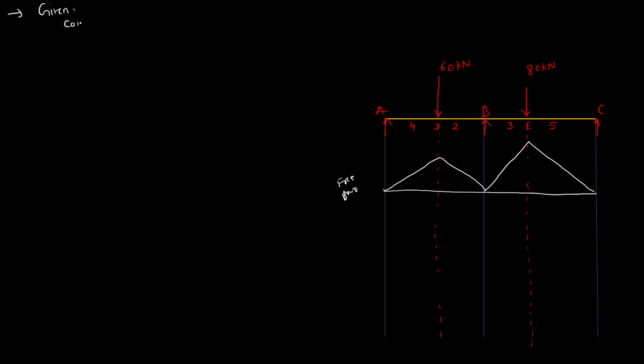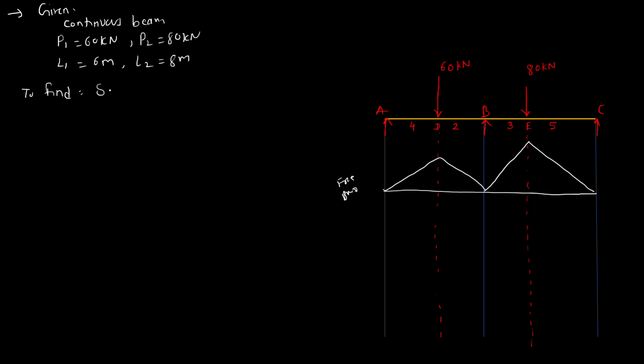Given: continuous beam, P1 60 kilonewton. And what do we have to find? We have to analyze the beam. That means we have to find completely the shear force diagram and bending moment diagram.